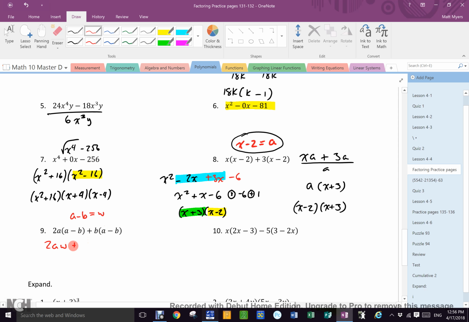What's this become? BW. What's common to both of them? W. So I divide both sides by W. W goes to the front, and what's left? 2A plus B. There is no W in the original question. Who put W in the original question? You did. I did. But W equals A minus B, so what do I write here instead? A minus B.